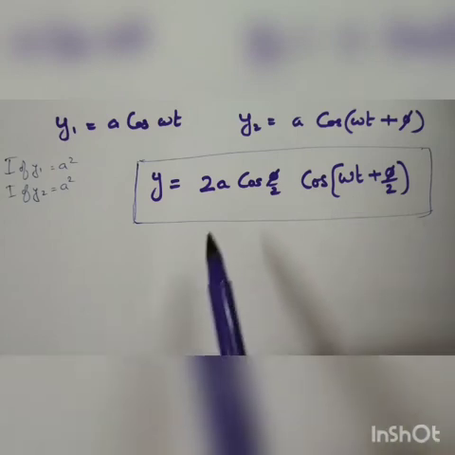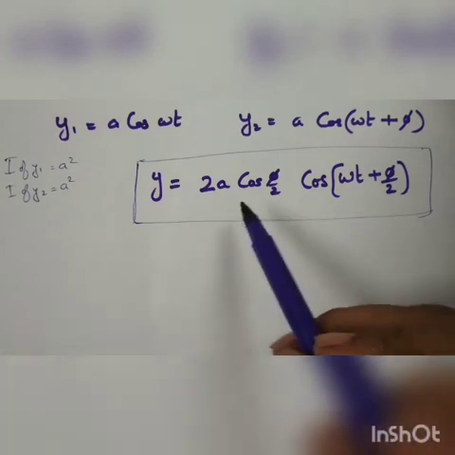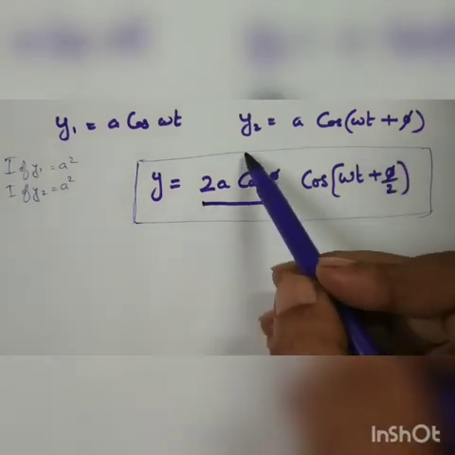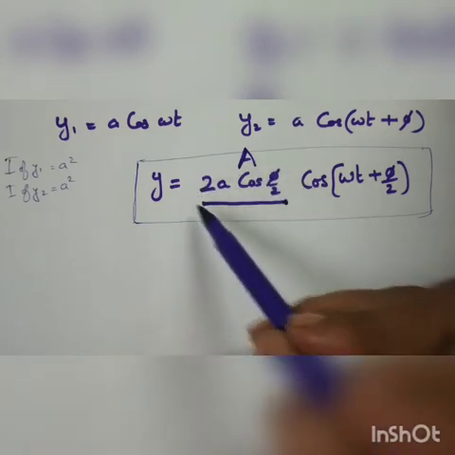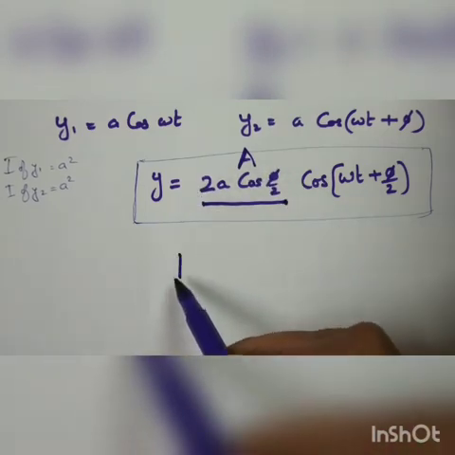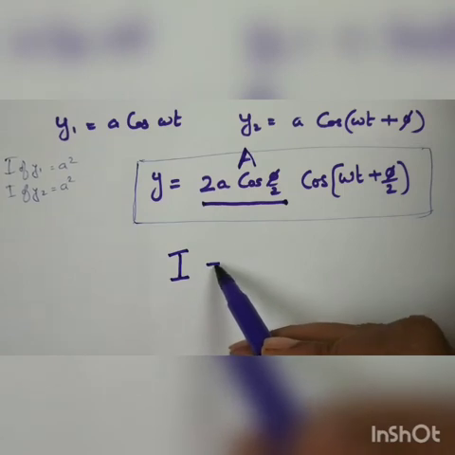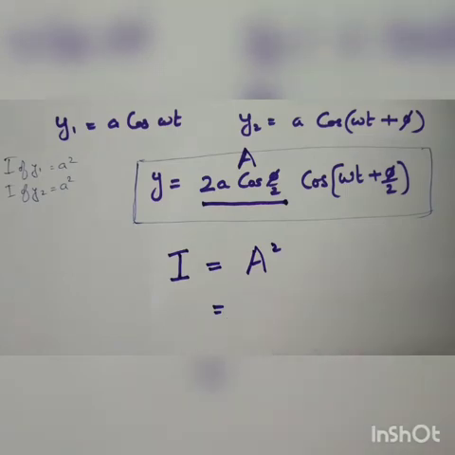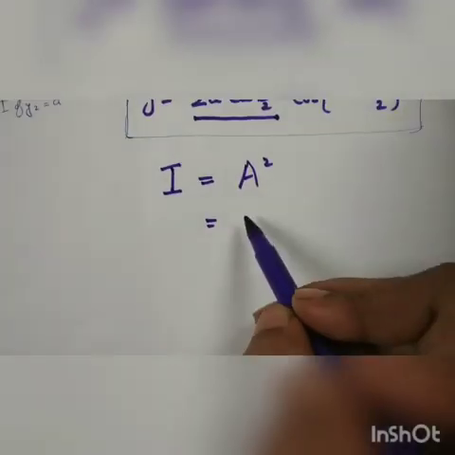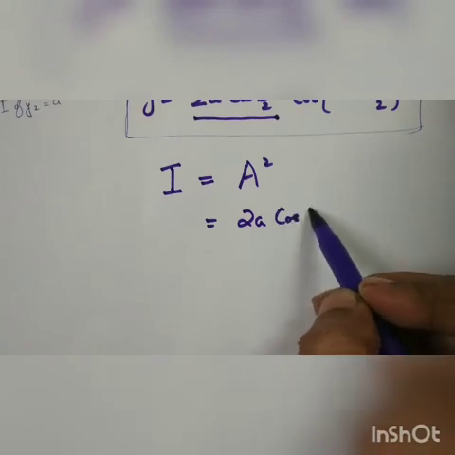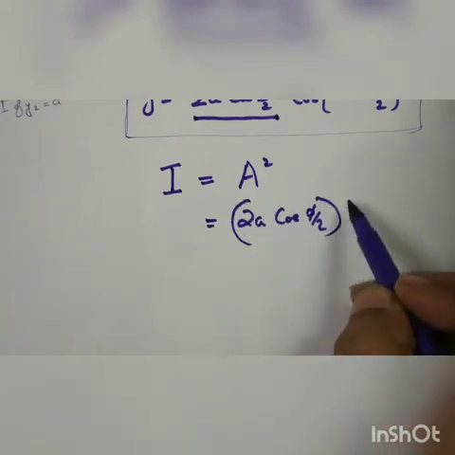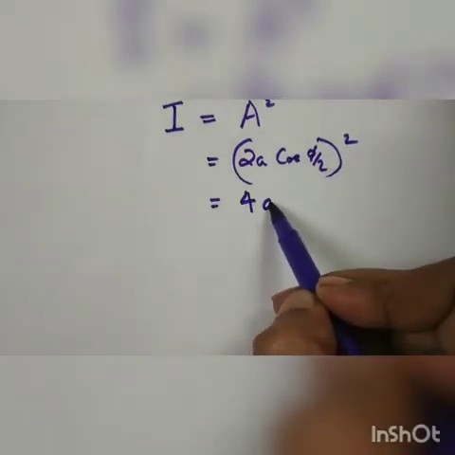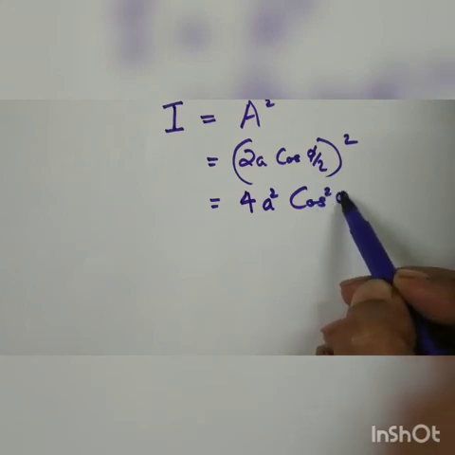This is the new wave formed by joining the two waves. What is its intensity? I told you intensity is square of amplitude. The amplitude of this wave is this much. So what is the intensity of the final combined wave? Intensity is square of the amplitude. That is square of 2a cos 5 by 2 whole square. That is equal to 4a square cos square 5 by 2.